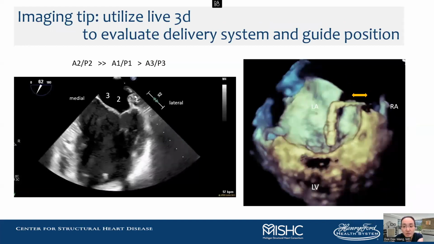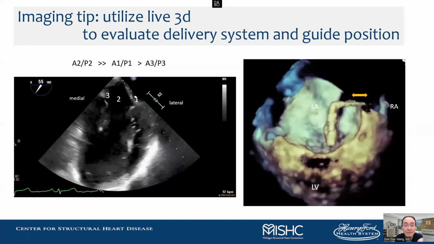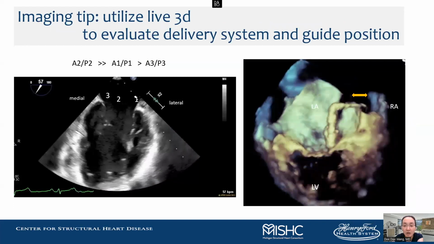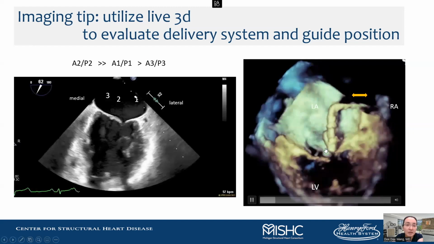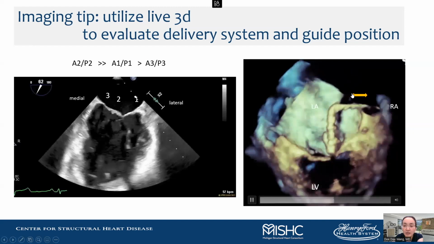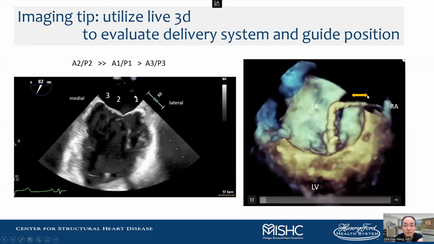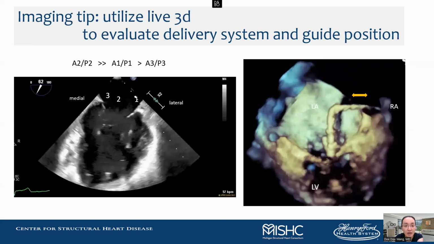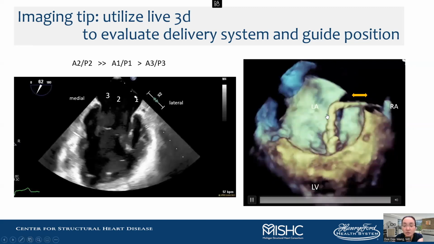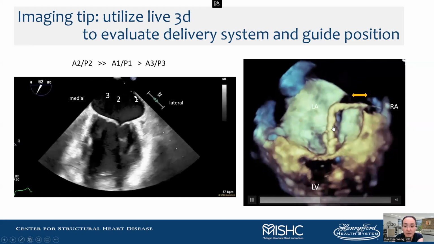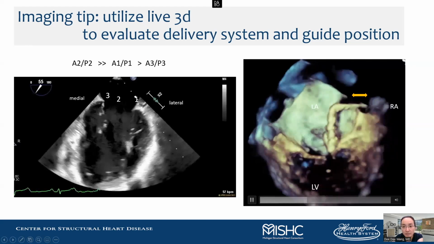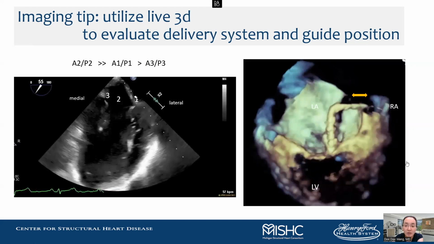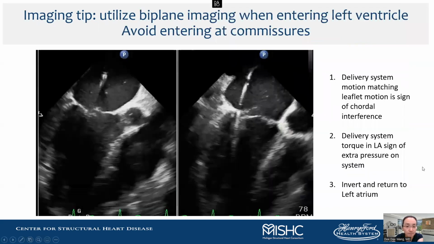Very simply, you can utilize Live 3D. It's a common knobology available on all machines. And you can actually do Live 3D, putting the left atrium at 12 o'clock and the left ventricle at 6 o'clock. And the double orange arrow shows where the interatrial fossa is at. You can see where your guide sheath is at all times, and you see the trajectory vertically in a Live 3D pattern of going to the left ventricle. This allows you to visualize the subvalvular apparatus and prevent entanglement while you're entering the left ventricle.